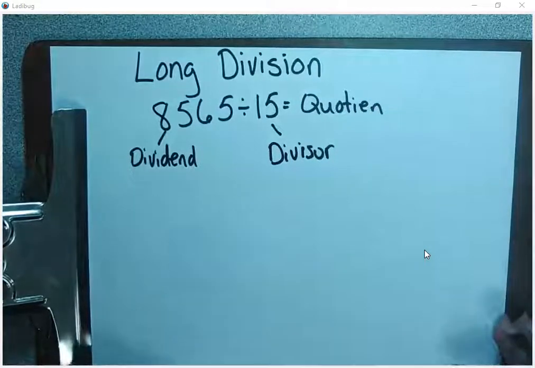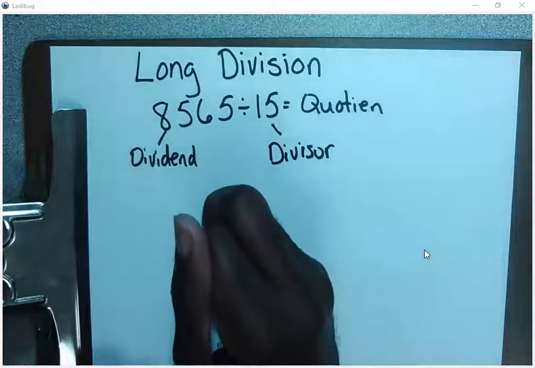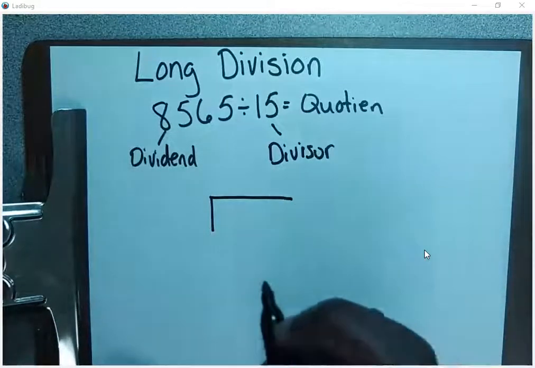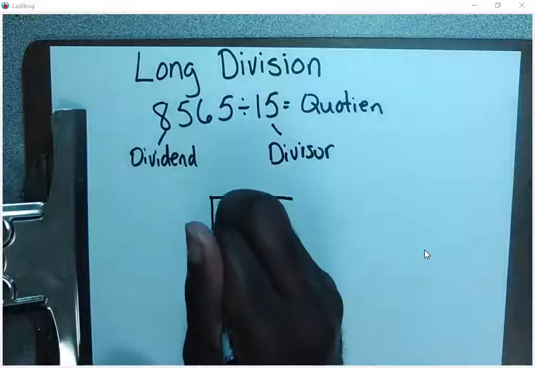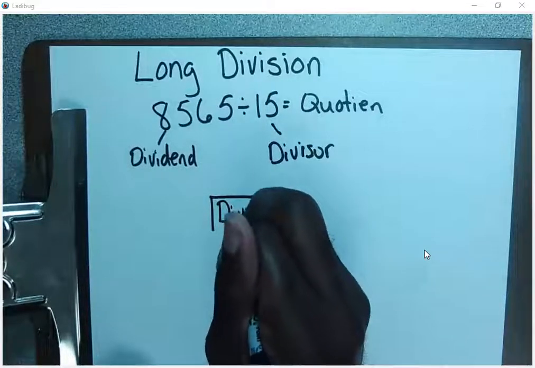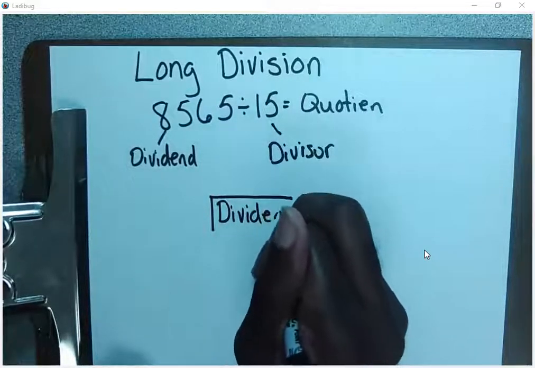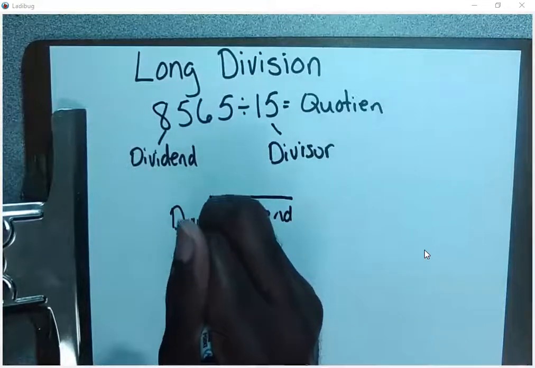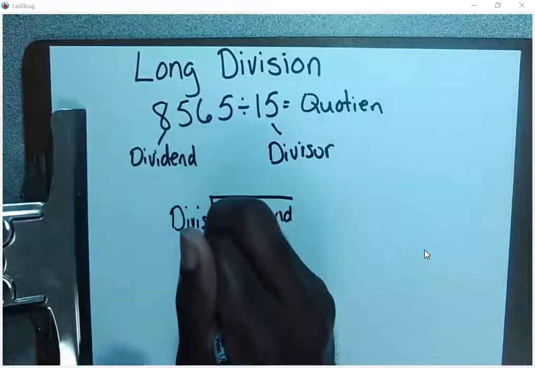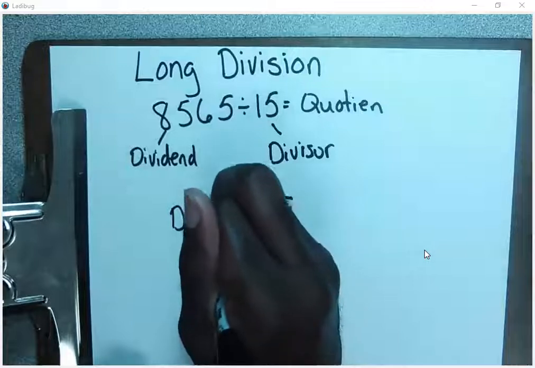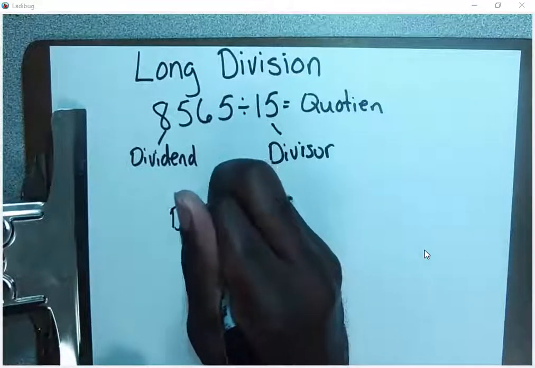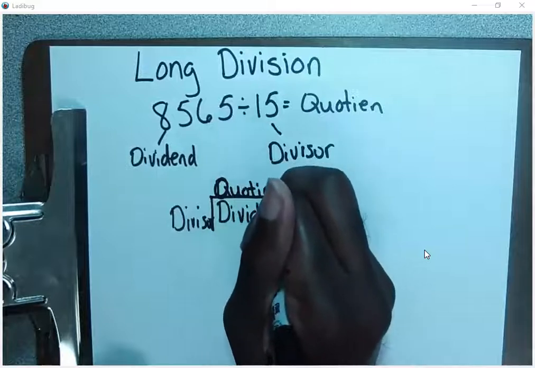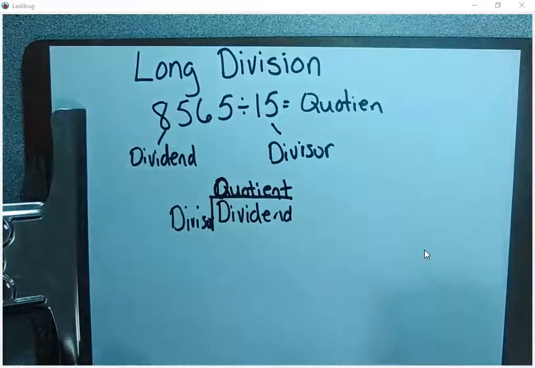All right, so the way this is set up is there's a half a triangle, half a rectangle. Inside the rectangle is your dividend. At the front door is your divisor. And on the roof is your quotient, or the answer to your division problem.